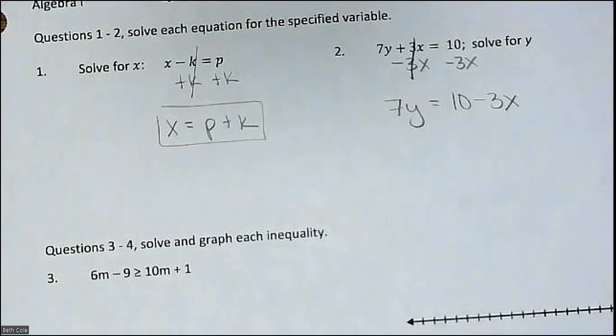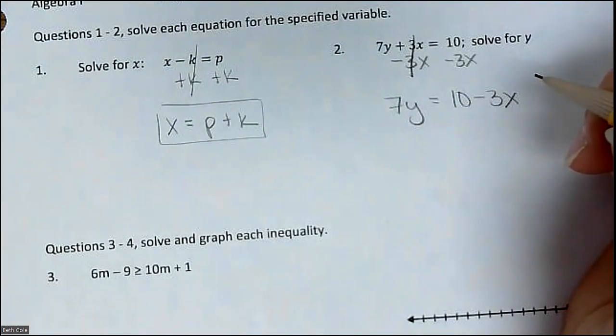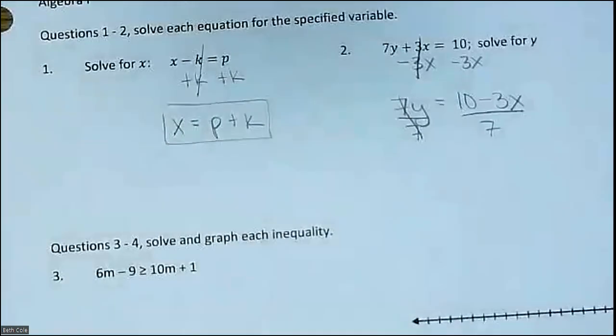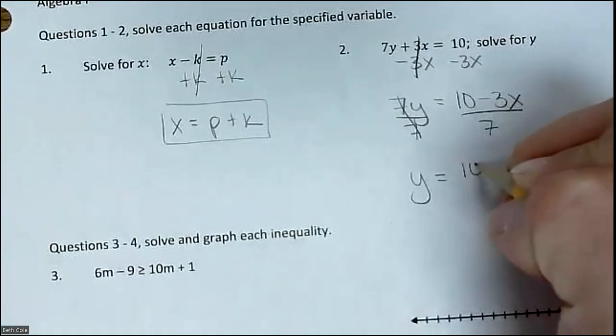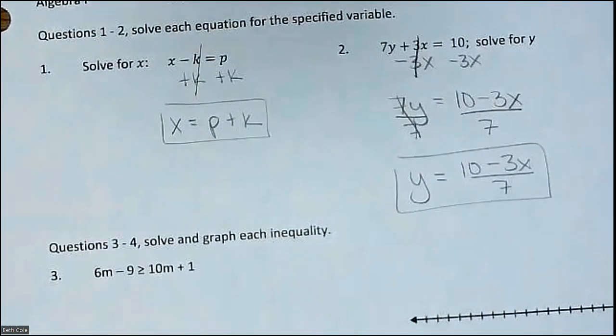All right. Now the 7 and the y are being multiplied. So how do you undo multiply? Division. Divide by 7, divide by 7. And then honestly, you're just rewriting exactly what's there. Do nothing. It's y equals 10 minus 3x over 7. Whatever you get is whatever you get. So whatever the operation is, do the opposite of that, and then just leave it alone.